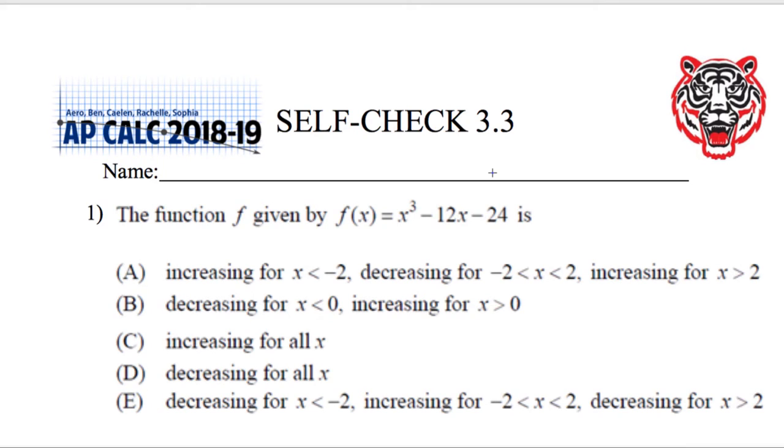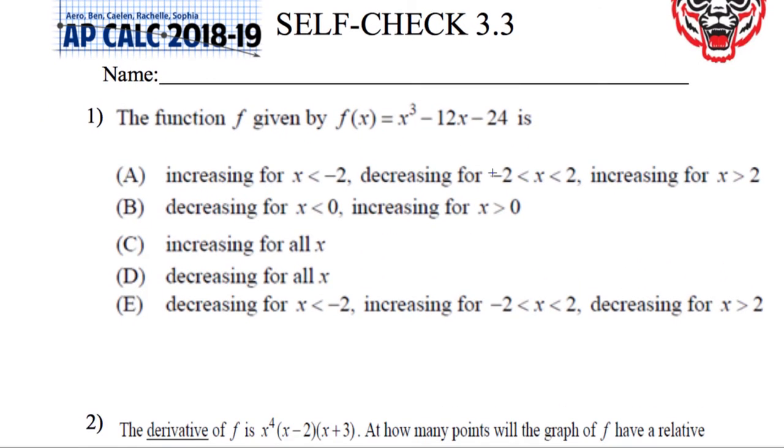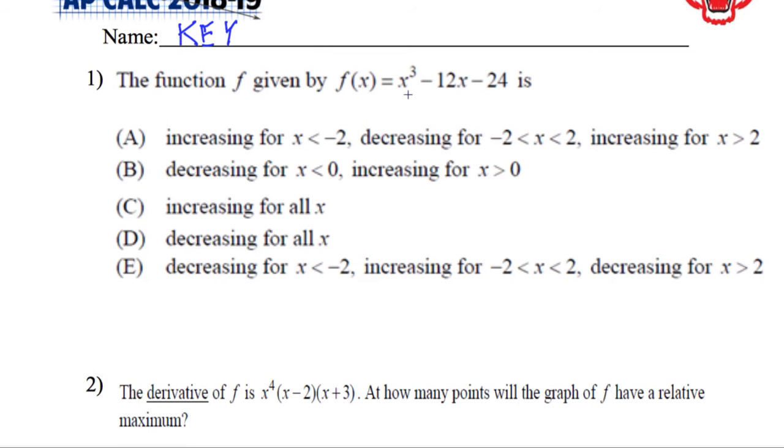Calculus! All right, AP Calculus AB, we're talking about self-check 3.3 solutions, so this is going to be the key. All right, so number one, we have the function given by this thing, and we're looking for increasing and decreasing.